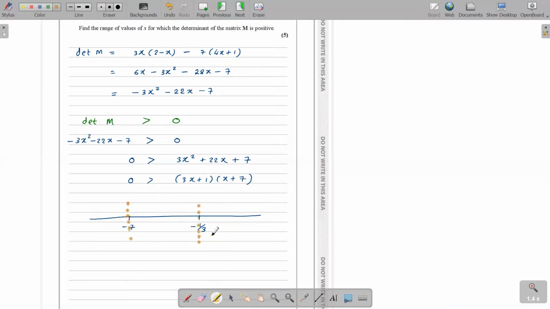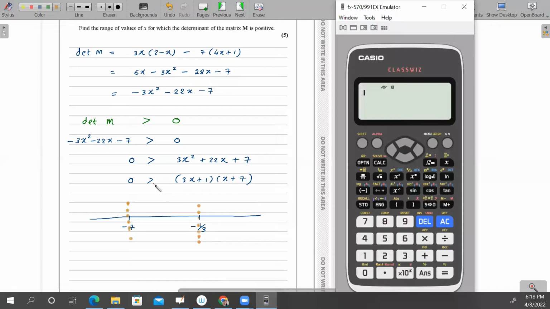So test values on either side. Take your calculator, type the expression, or you can draw the graph. Any of the methods is fine. Then test each region. We need the region where y equals (3x plus 1)(x plus 7) is less than 0. Can you see? It's supposed to be less than 0. So shall I type this in the calculator? 3x plus 1 times x plus 7. Okay, so this is the expression.